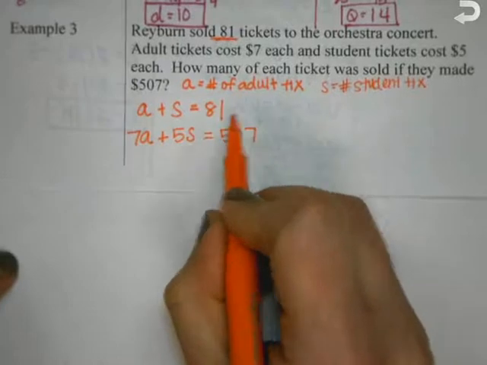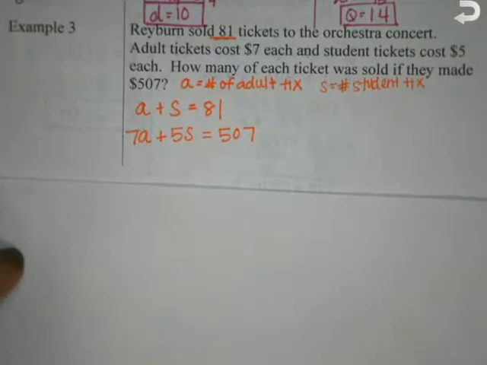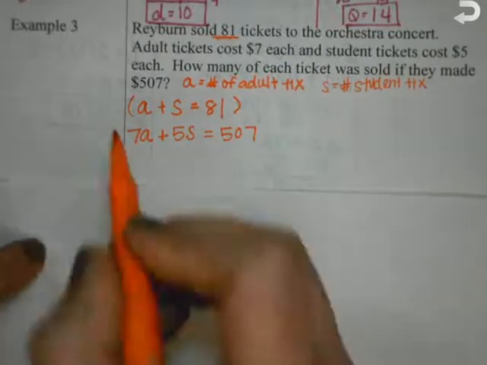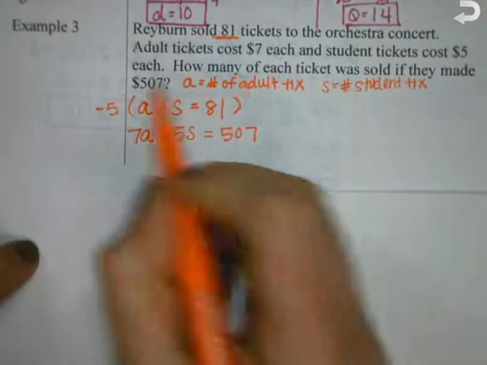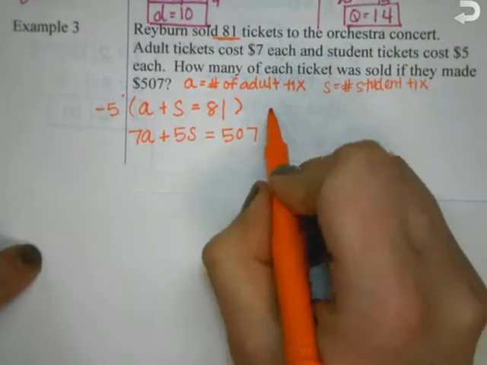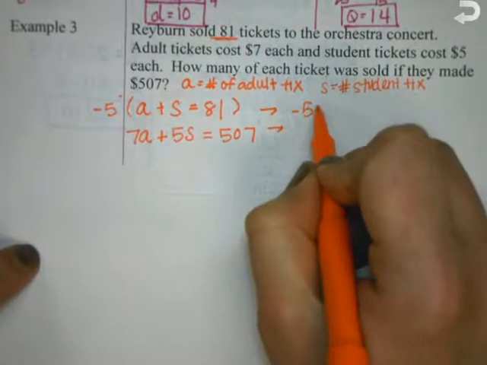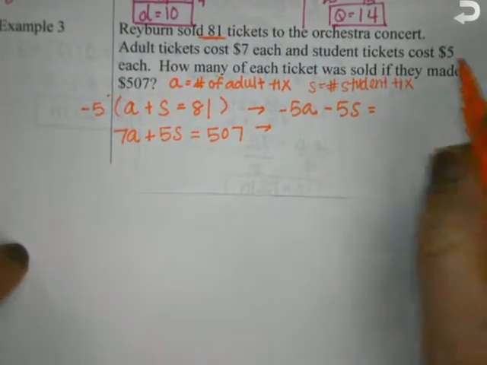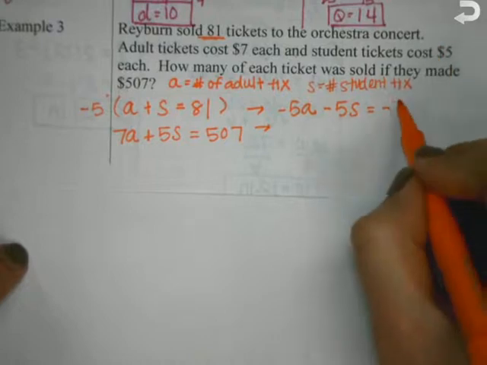Now we don't have to multiply anything by 100, right? Because we already don't have decimals. Okay, so do you guys want to use elimination here? Yes. Are we going to eliminate A's or S's? How about S? So that means we multiply by -5. So that's going to give me -5A minus 5S equals 81 times -5, that's going to be -405, right? And then 7A plus 5S equals 507.